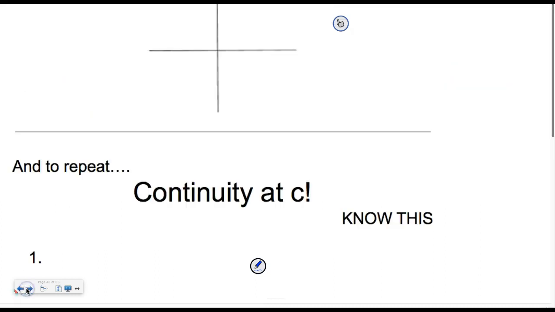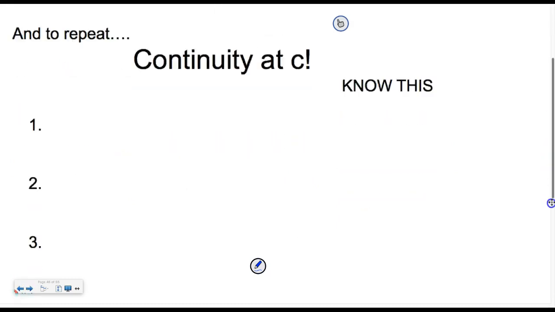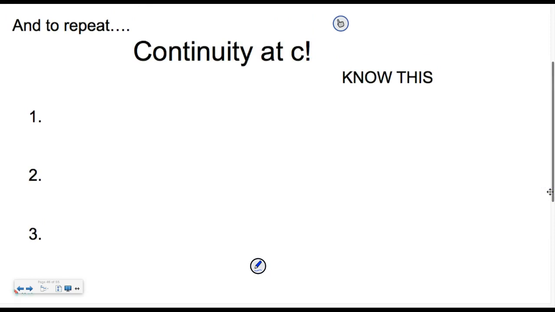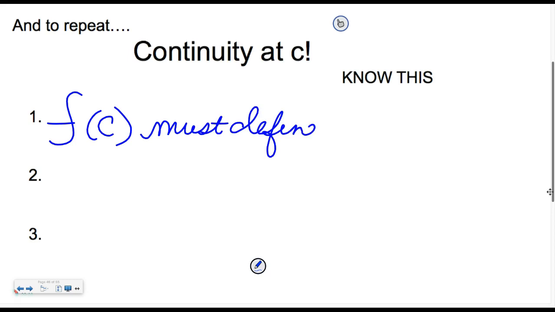I wanted to be done in 30 minutes, so I think I'm going to be. Let's go down here. And to repeat one last time, the 3-part definition of continuity. You guys already told me, so it should be fresh in your head. f of c must be defined. There has to be a closed dot there. So if it's a piecewise function and you see these guys, it's immediately out because there's no equal to. Okay, so the first thing must be defined.